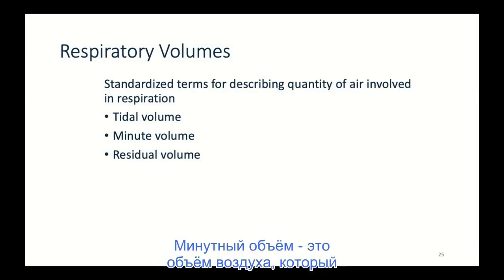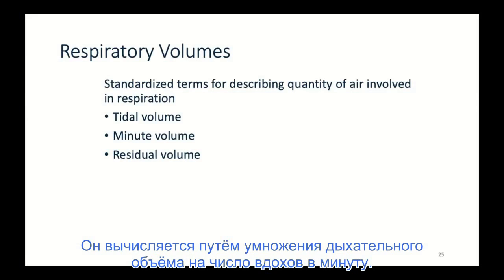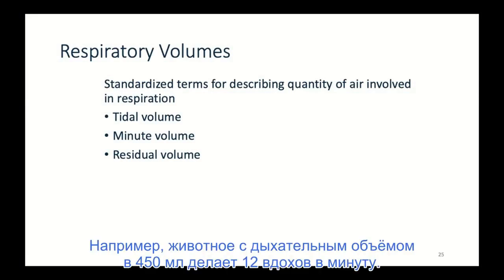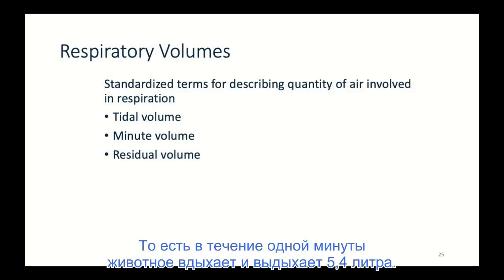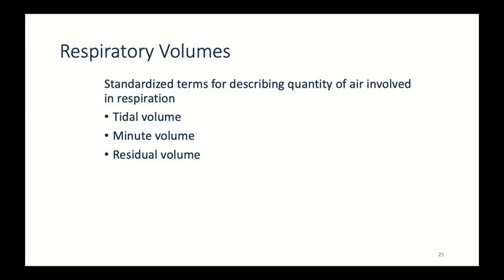The minute volume is the volume of air inspired and expired during 1 minute, and it's calculated by multiplying the tidal volume by the number of breaths per minute. So as an example, an animal with a tidal volume of 450 milliliters that's taking 12 breaths per minute, we would multiply 450 by 12, which gives us 5,400 milliliters, which of course is 5.4 liters. So within 1 minute, they're inhaling and exhaling 5.4 liters.